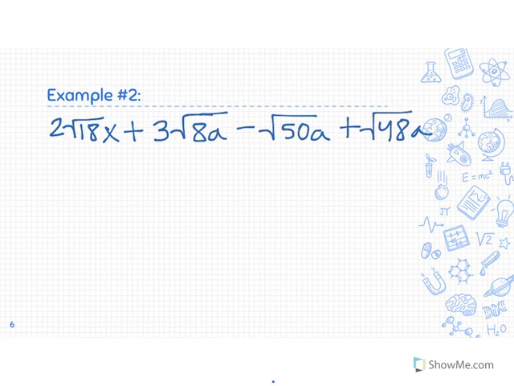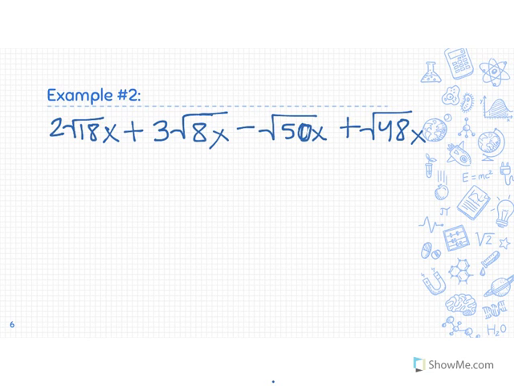For our example 2, I'm going to go ahead and throw in some variables in there too. So we have 2 square root 18x plus 3 times the square root of 8x minus the square root of 50x plus the square root of 48x, and actually I meant to say x's on all these. I had to rewrite my problem because I ran out of room. So this was a 50x, 48x, and an 18x. So you should have x's for all of them.